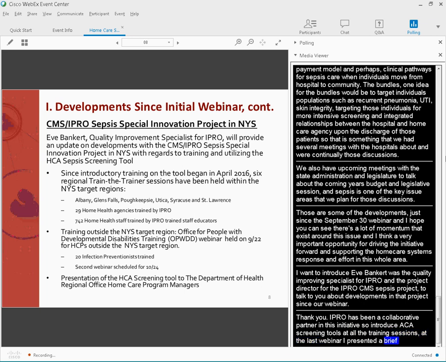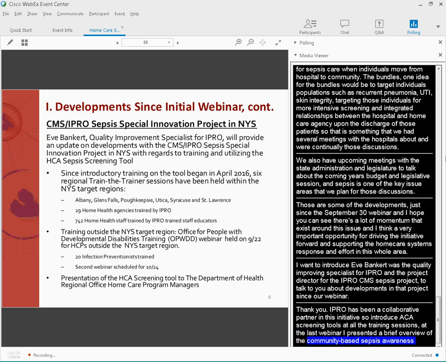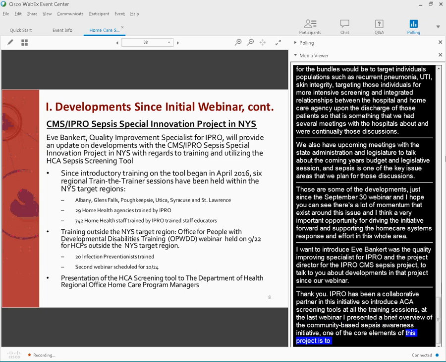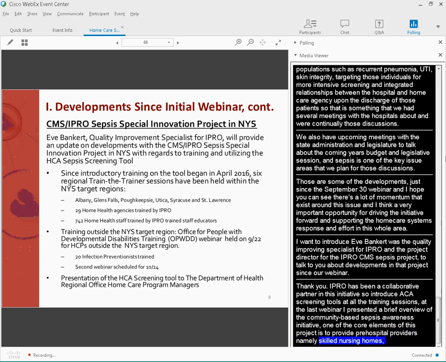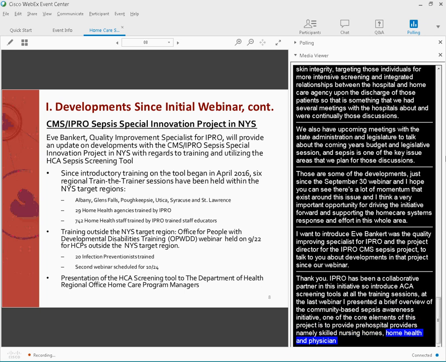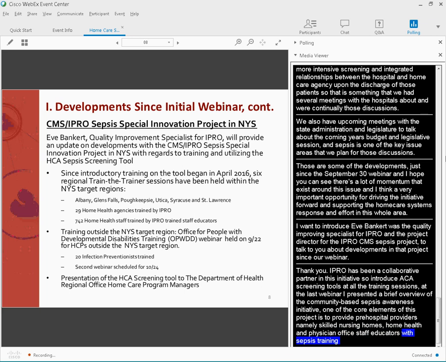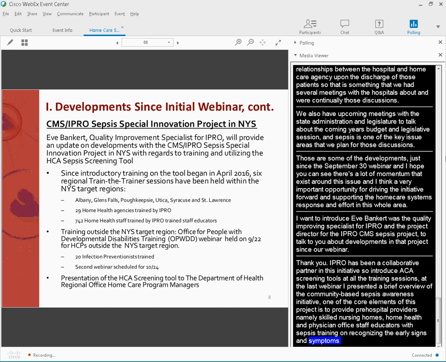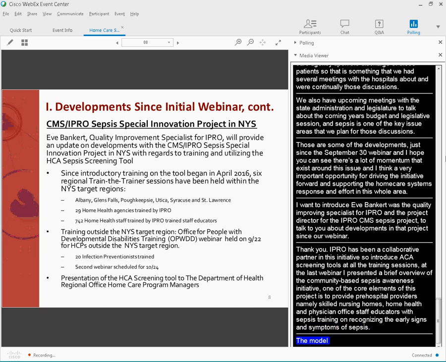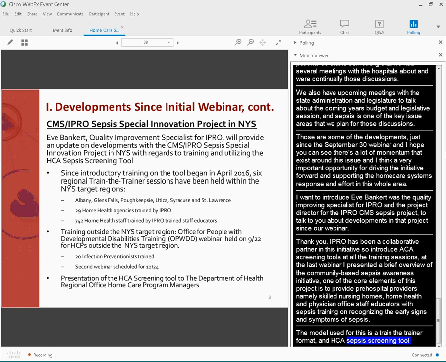And one of the core elements of this project is to provide pre-hospital providers, namely skilled nursing home, home health, and physician office staff educators, with sepsis training on recognizing the early signs and symptoms of sepsis. The model used for this is a train-the-trainer format. And the HCA Sepsis Screen Tool is introduced and walked through at all of the home health agency training sessions.